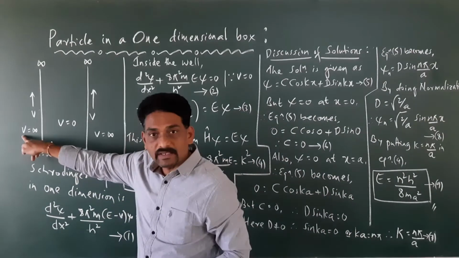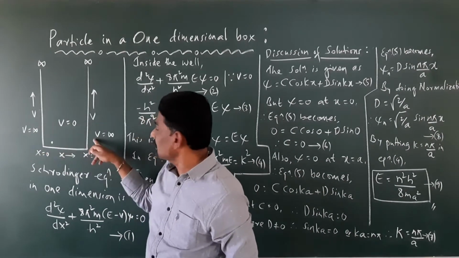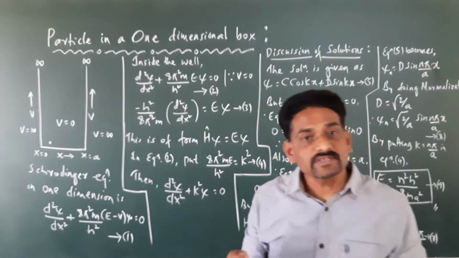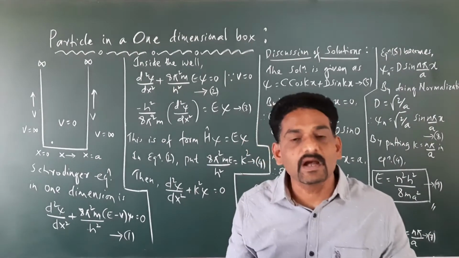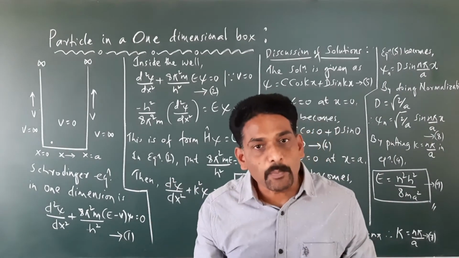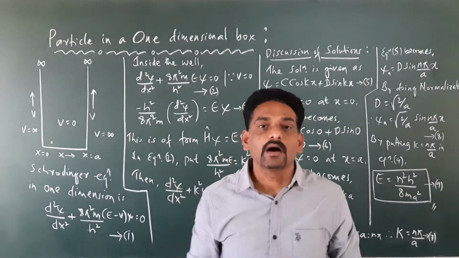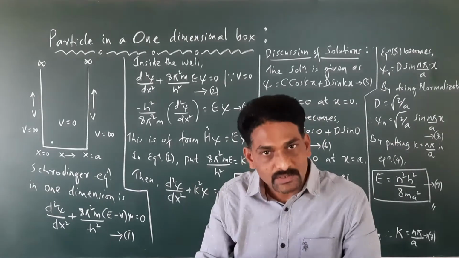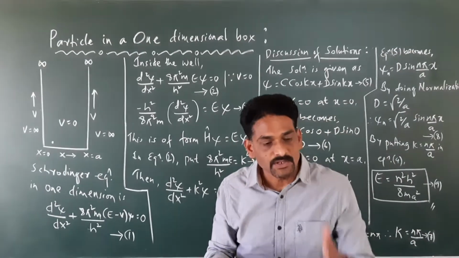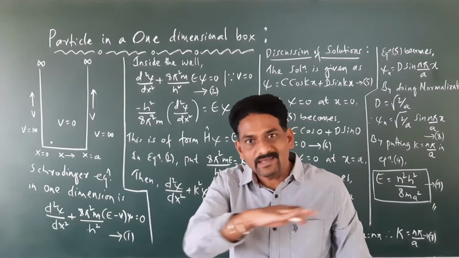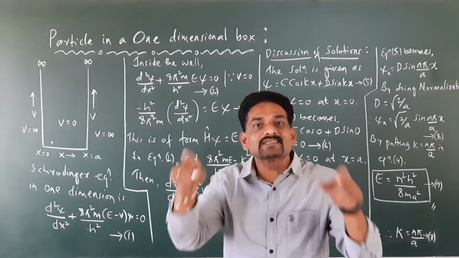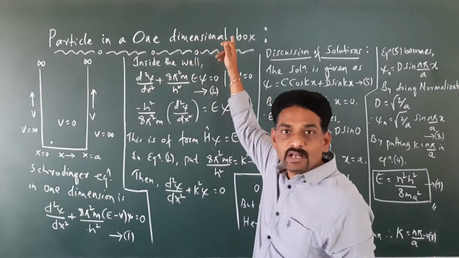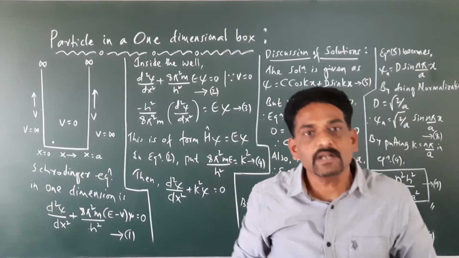Whereas the potential energy V is taken as infinite, V equals infinity outside the well. What does it indicate? V equals infinity outside the well indicates that there is no particle present outside the well, or outside the box. So the particle is present within the box and it is assumed to move in only one direction, from x equals 0 to x equals a, that is in the x direction. So this setup we call a particle in a one-dimensional box.